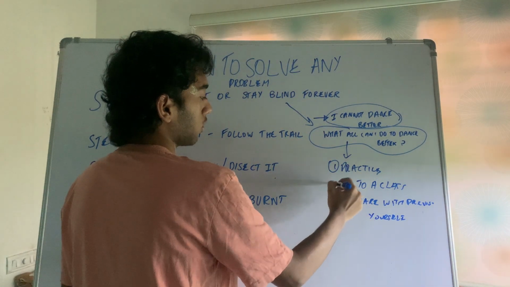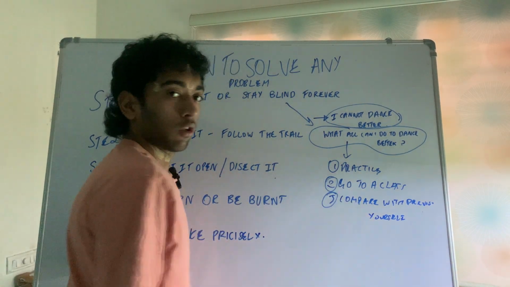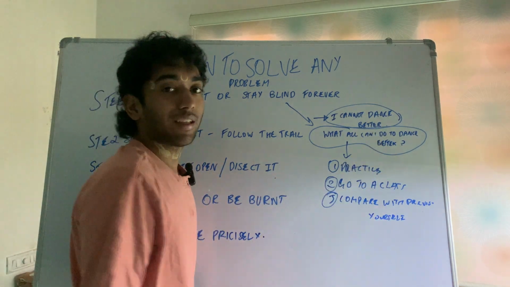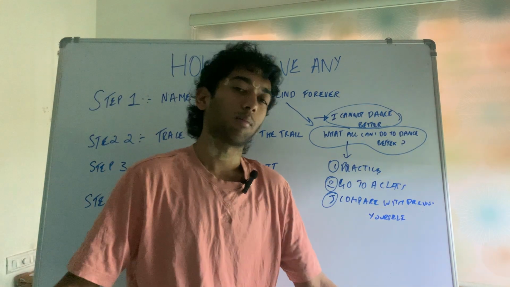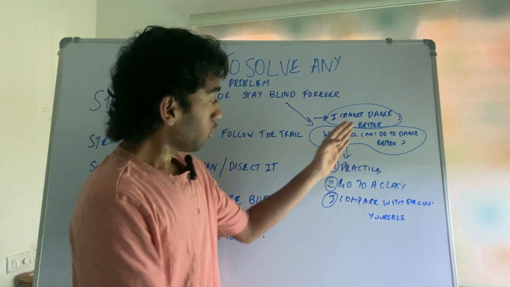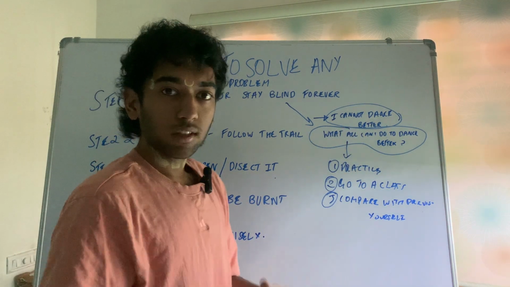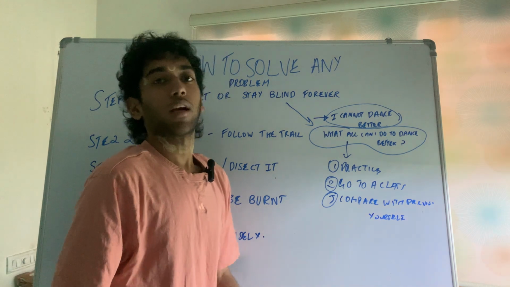So this is step 1, this is step 2, this is step 3. So you have a solid plan here. Rather than you telling that I cannot dance better. No, I just cannot dance better, man. I don't know what to do. If you do this and if you make a systematic review of this, it is very simple and very easy to become better at anything.